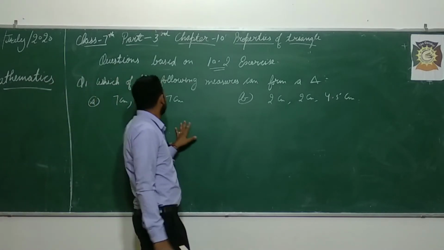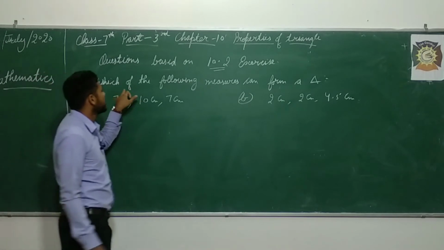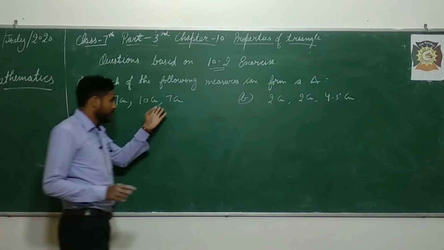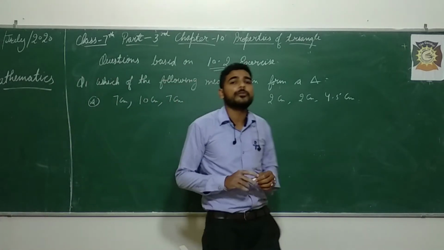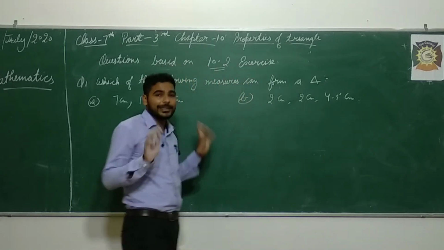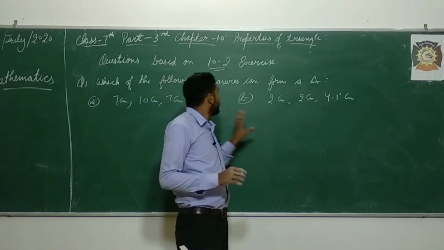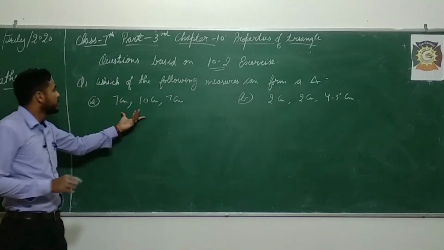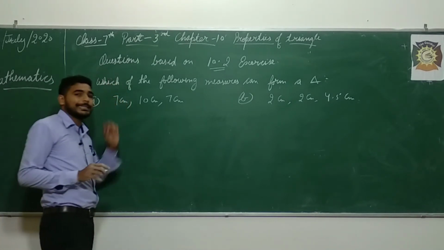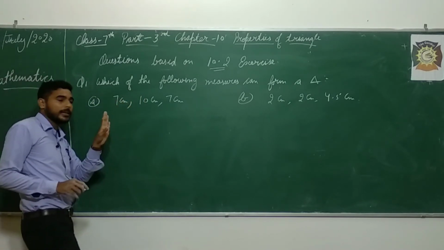Now students, next the questions based on exercise 10.2. The first question is, which of the following measures can form a triangle? We recently discussed the topic, sum of two sides of a triangle. I told you that with the help of that we can find whether a triangle can be formed or not. So let's see. In the first question, part A, three sides of a triangle are given.